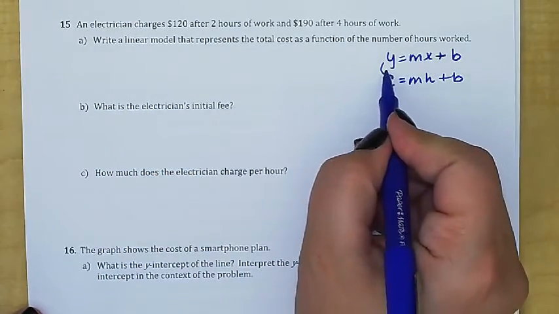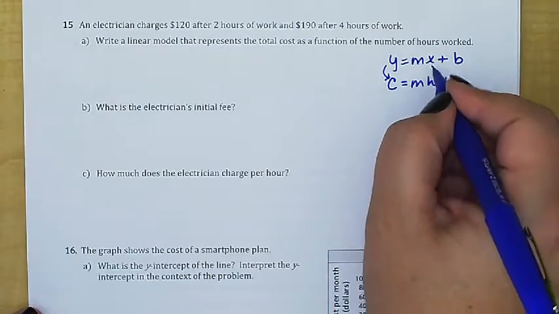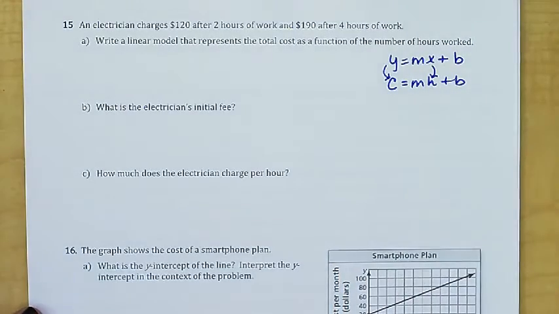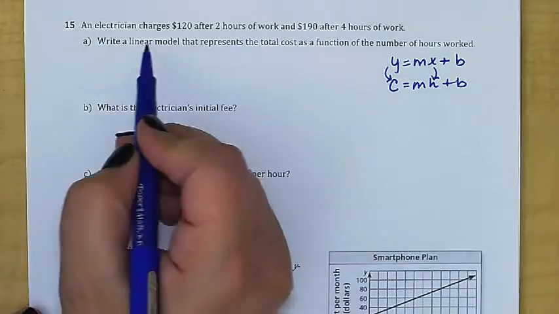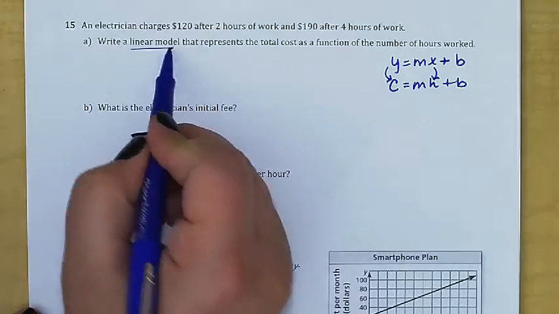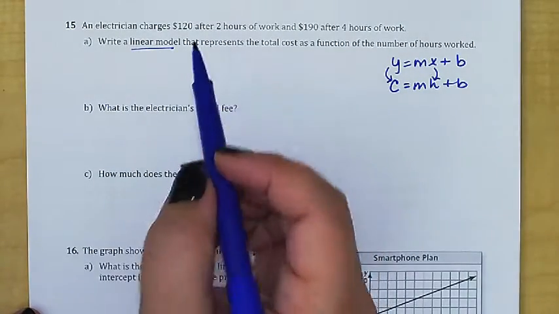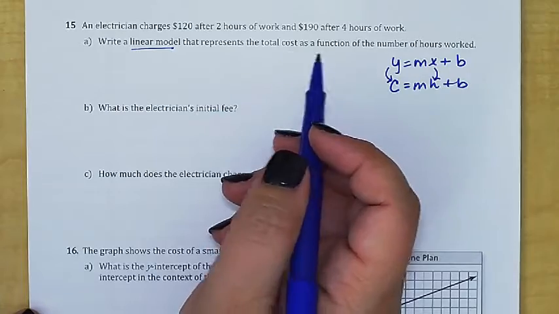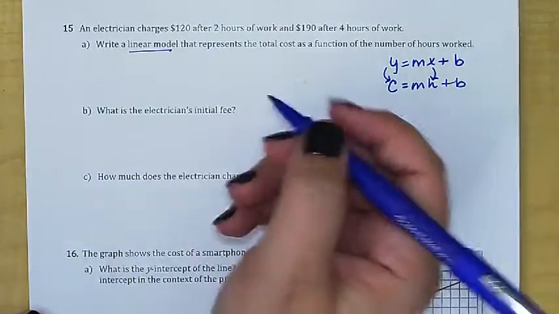So write a linear model that represents the total cost. That means our output is the total cost as a function of the number of hours worked. So our input is the number of hours, right? So whether you use C and H or you use x and y, it's the same relationship. They want you to write a linear model, so it should fit that y equals mx plus b. Now, they did not give us the rate of change. They didn't tell us how much the person charges. They didn't tell us an initial amount. But they did give us two pairs of information.